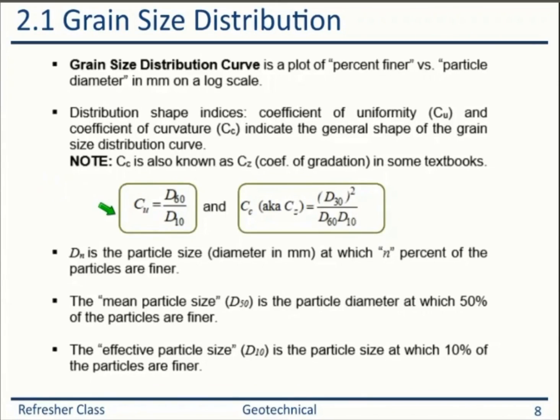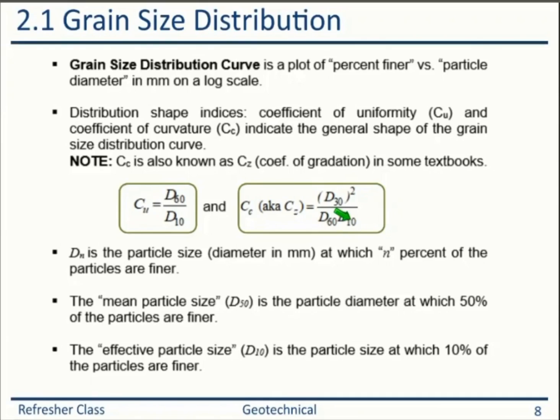So the particle size distribution curve will have two indices that we can define from that curve. One is called coefficient of uniformity, which is D60 divided by D10. The other index that we can calculate is the coefficient of curvature, or coefficient of gradation, known as C sub C. C sub C is D30 squared divided by D60 times D10.